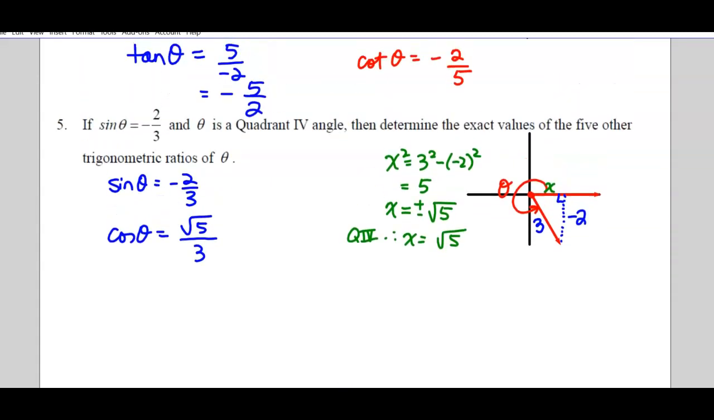Okay, then tan is going to be -2 over √5, and then we'll rationalize that. And then our reciprocals.